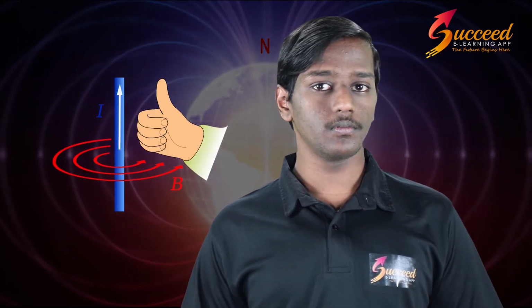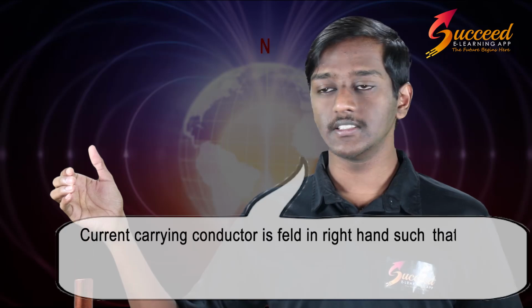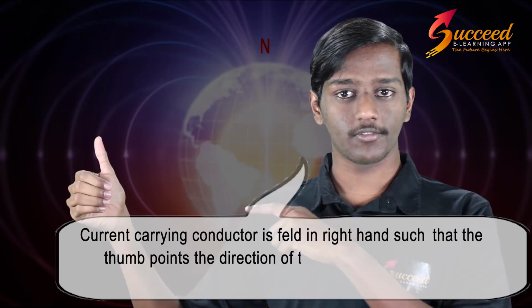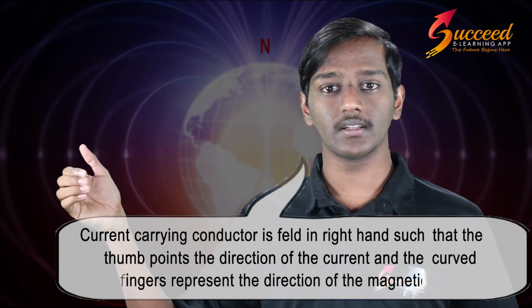Right hand thumb rule. Right hand thumb rule is used to find the direction of magnetic field. Right-hand thumb rule states that if a current carrying conductor is held in the right hand such that the thumb points in the direction of the current, then the curled fingers represent the direction of the magnetic field. This is the right-hand thumb rule.